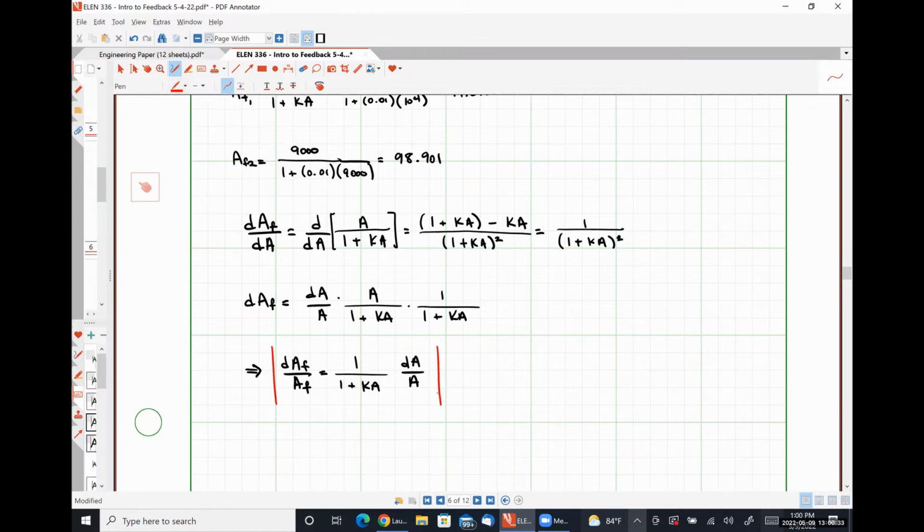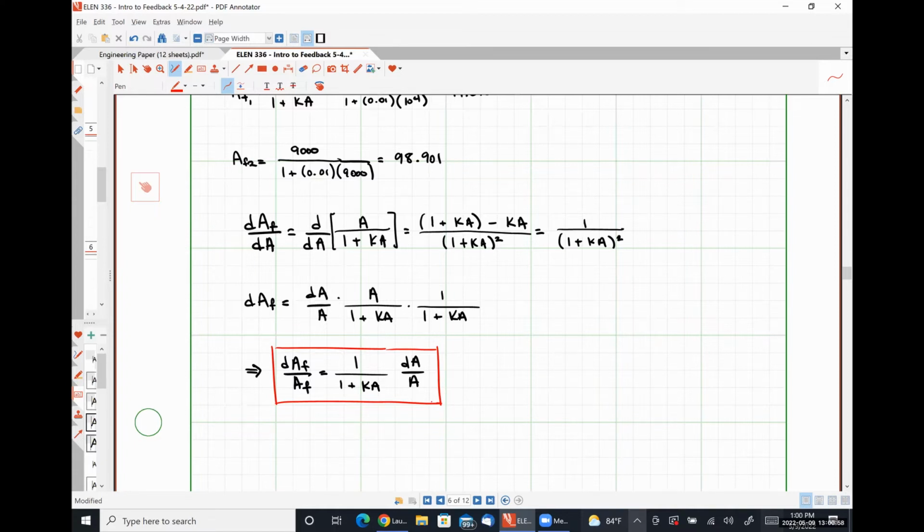And this is a handy little thing here. Let me explain exactly what I mean by that. On the left-hand side, dAF over AF represents the fractional change in the closed loop gain, or the percent change in the closed loop gain is another way to think of it.